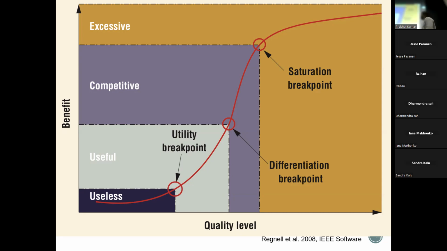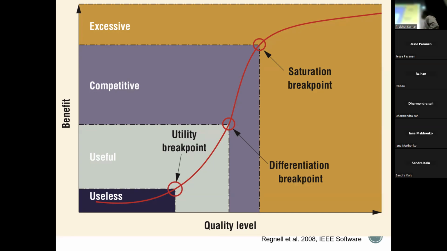If you see this graph, we have two axes, X and Y. The X axis talks about quality level and the Y axis talks about the benefit, right? Quality level means the high quality. The more we move along the X axis, the higher the quality. The more we move upwards on the Y axis, the more benefits the customer can get from the product or from the service. Benefits means ambience, all those things. The more benefit, the higher it goes.